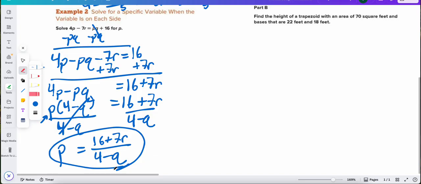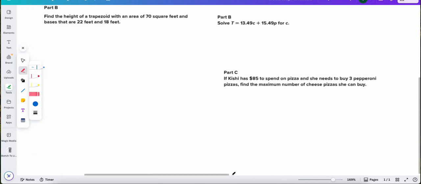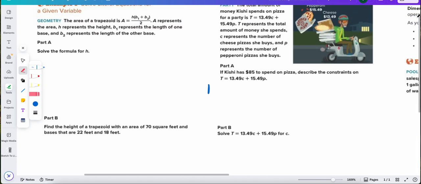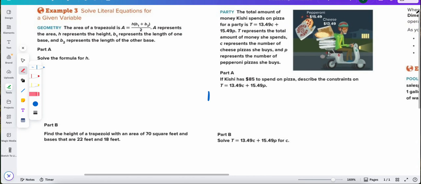So example 3, it wants us to solve the equation for part A, or the formula, and then part B wants us to plug in some measurements into that formula. So it says the area of a trapezoid is A equals H times B1 plus B2 over 2. A represents the area, H represents the height, B1 represents the length of one base, and B2 represents the length of the other base. Solve the formula for H. So they want us to solve for our height.